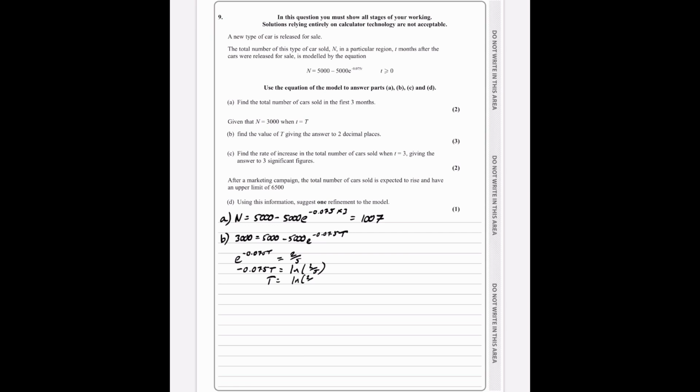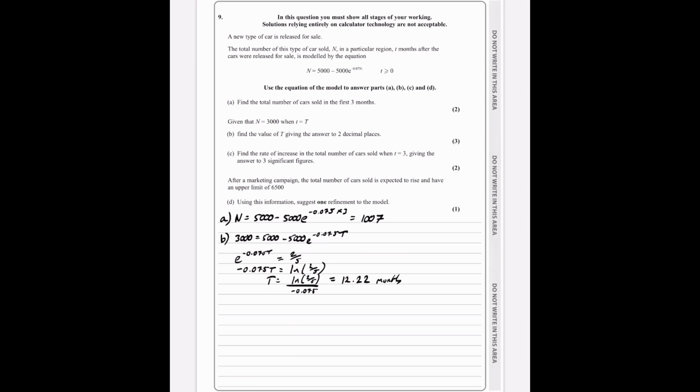Dividing both sides by negative 0.075 enables us to find our value capital T, which is 12.22 months. The question wants it to 2 decimal places.